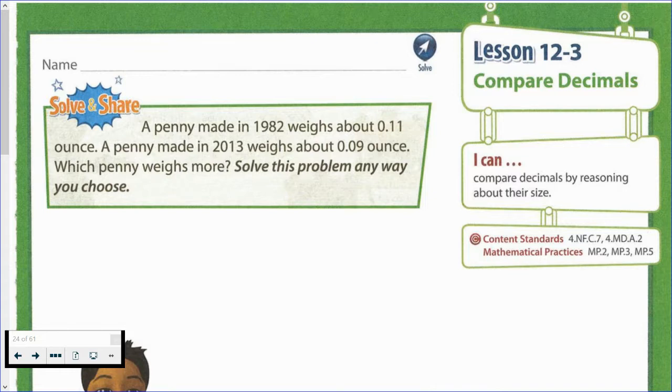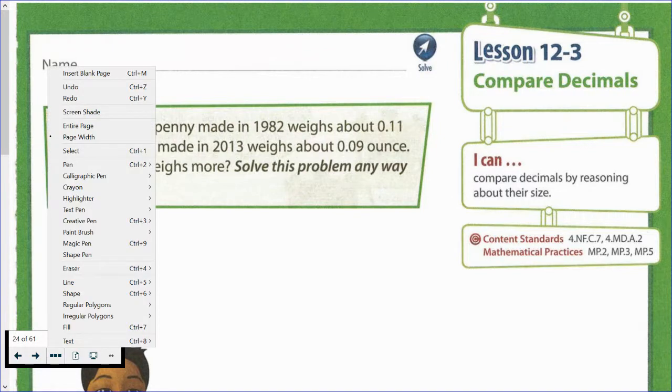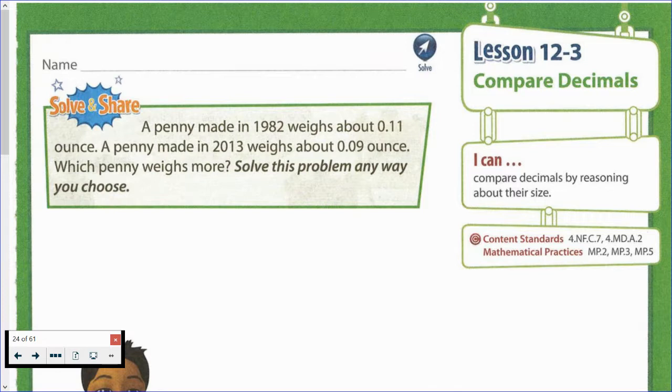So we are skipping over lesson 12-2 and jumping in topic 12 to lesson 12-3. Our focus today is to be able to compare decimals. Remember, when we were comparing, we're trying to determine which ones are larger and which ones are smaller.